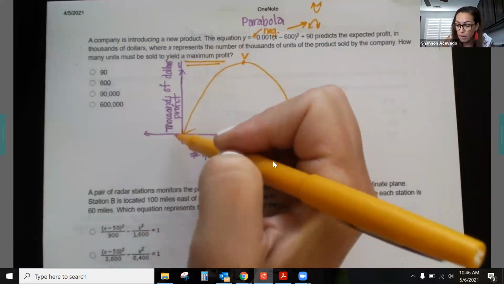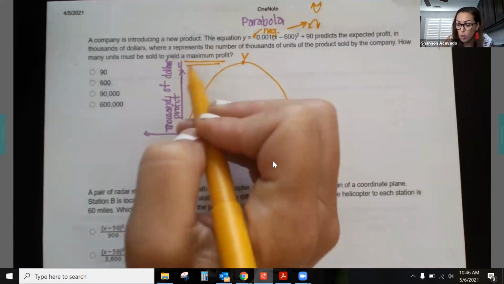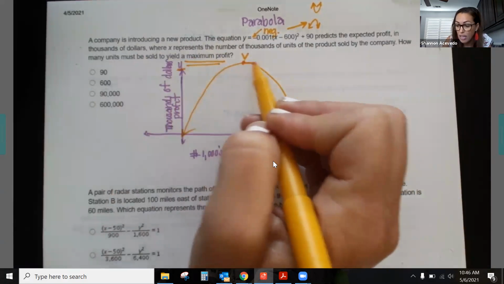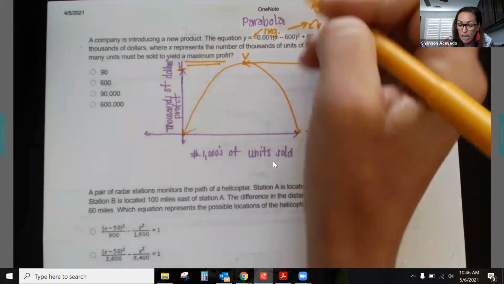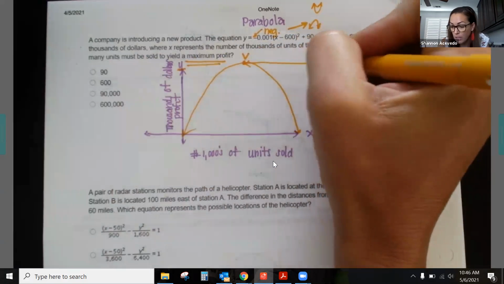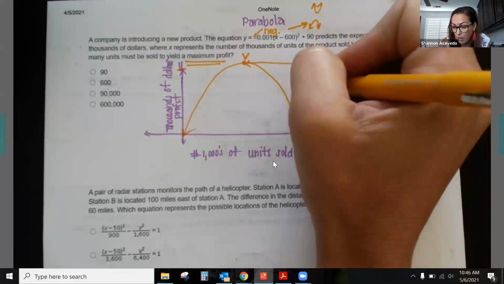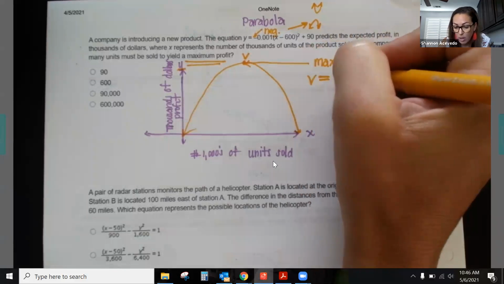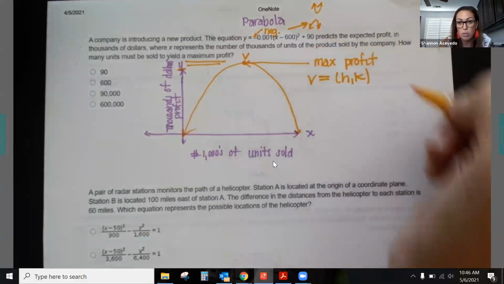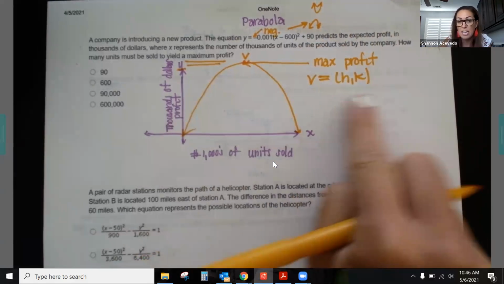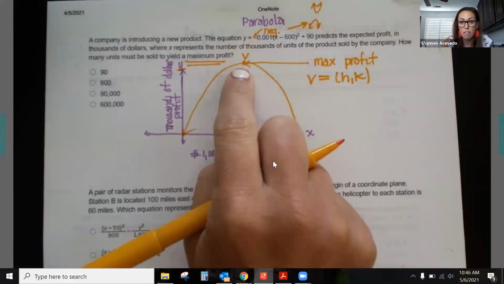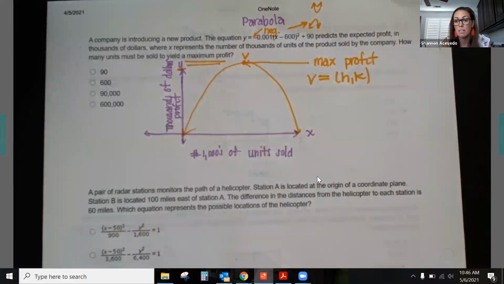When we talk about profit, we're talking about the y-axis. So what is the largest y value? That happens here at our vertex. The vertex is where we're going to get the max profit, which we know is our (h, k) value. So the vertex of a parabola is at (h, k). This right here is the vertex, which is our max profit.